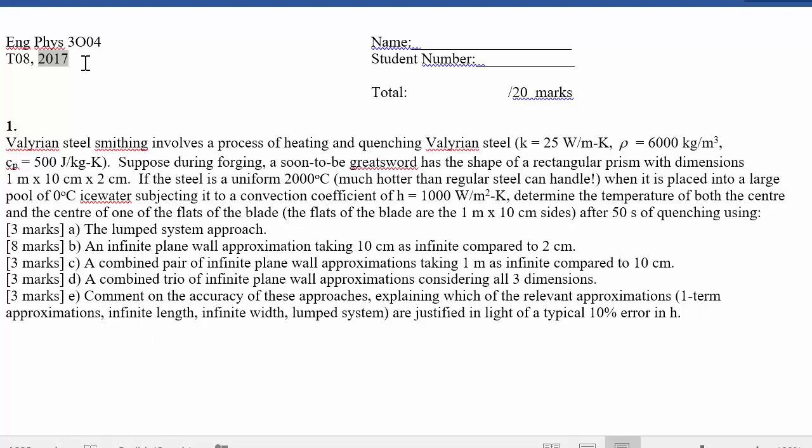Hi, this is going to be 3004 prep for test number 8. This is 2018. We're going to look at the 2017 test, and this is the stuff from chapter 18 in the textbook, so transient heat conduction. So we have a question here.